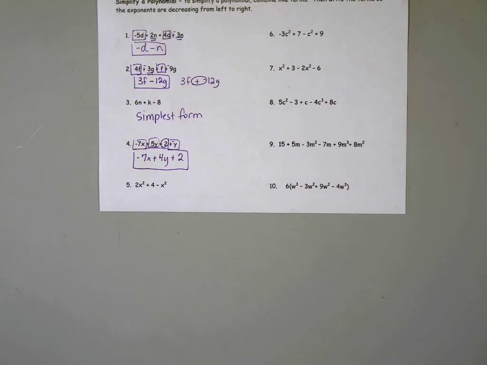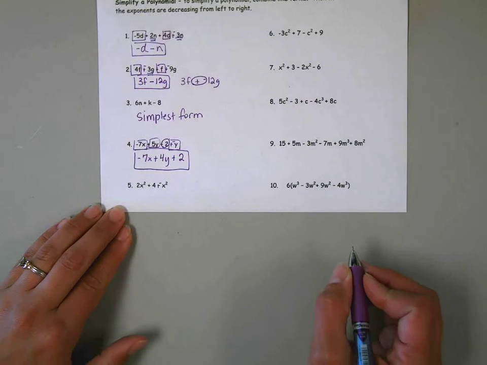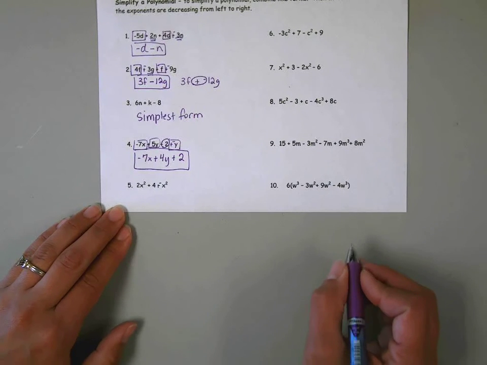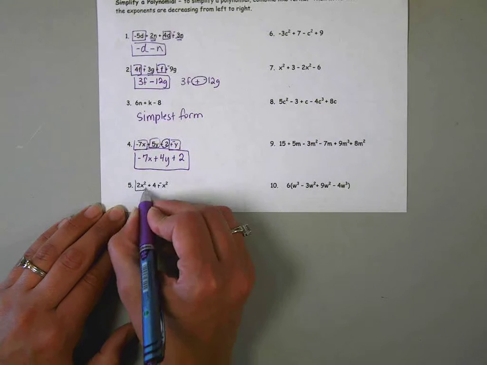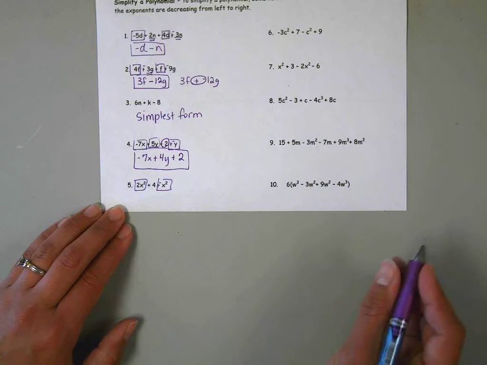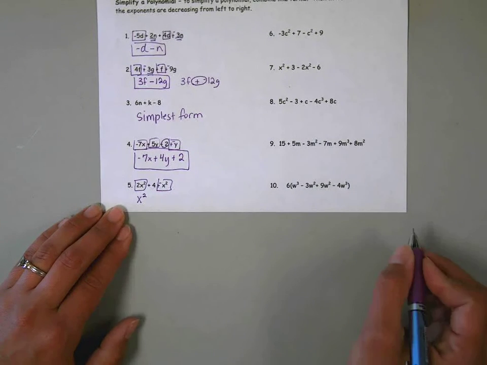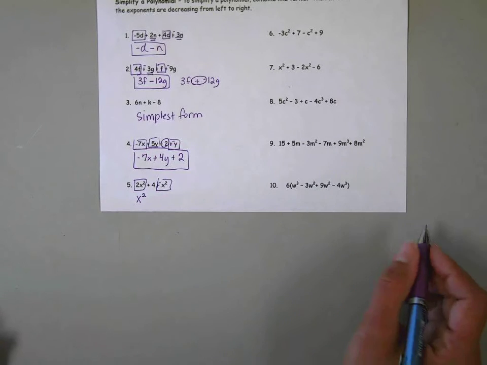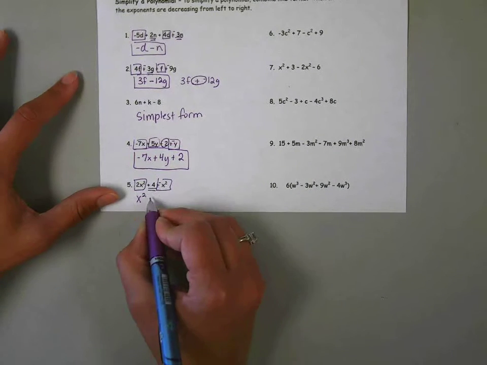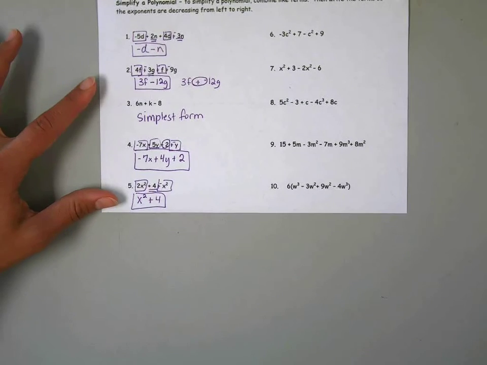Number 5, 2x squared plus 4 minus x squared. So I'm going to change to the additive inverse. 2 plus a negative 1. So here we have our like terms here. 2 plus a negative 1 is a positive 1x squared. We don't put the 1, we keep it just x squared. And then I don't have any like terms here, so I'm just going to bring down the plus 4.